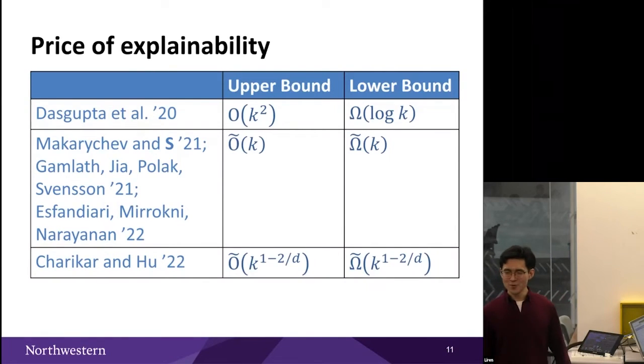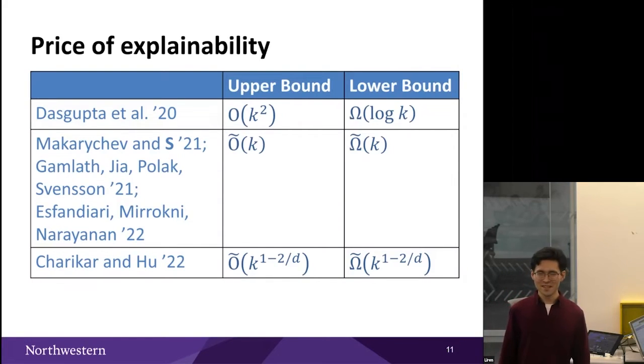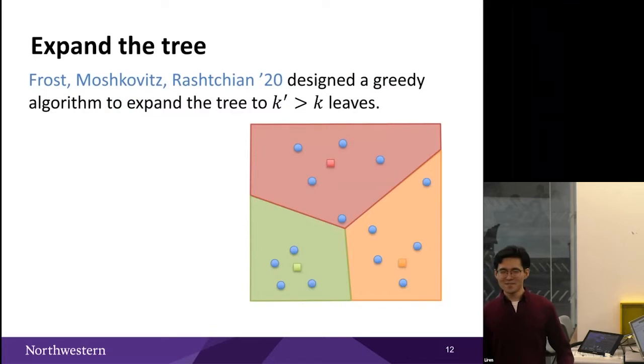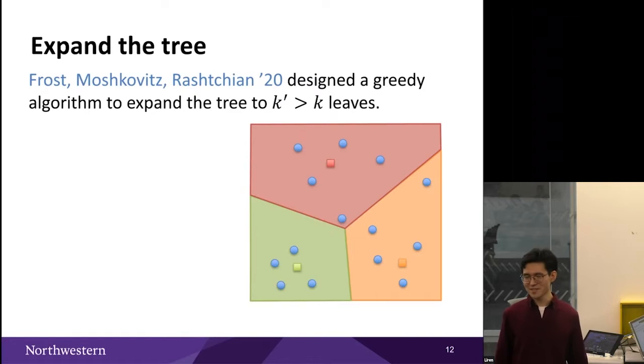And Charikar and Hu considered this explainable k-means in the low dimensional space, and they improved the upper bound for low dimensional instances. So they get k to the power 1 minus 2 over d. Especially when d equals 2, they get an order log k upper bound for explainable k-means. Which is also nice, but we want to know, can we do better in the general case or in some other settings? Then Frost et al. designed a greedy algorithm to expand this tree.